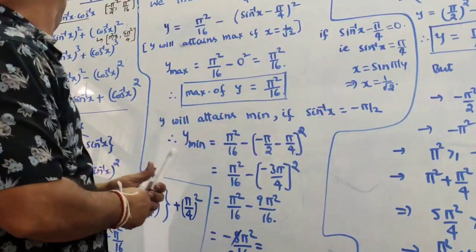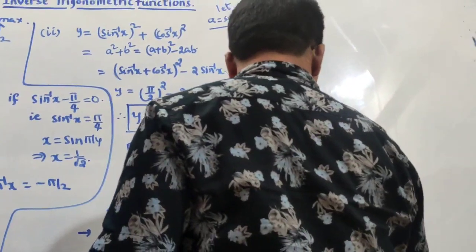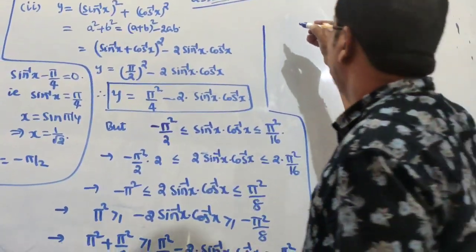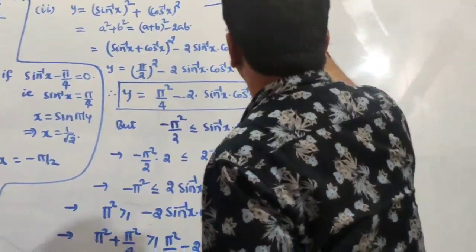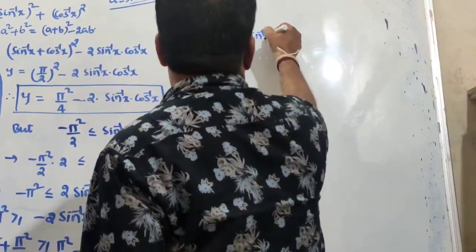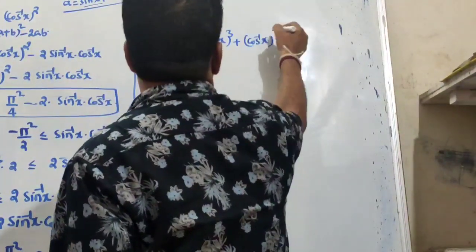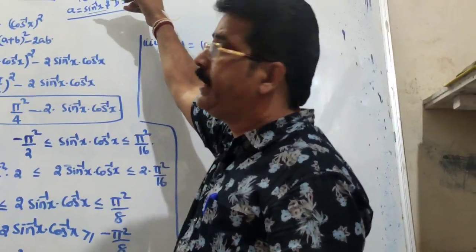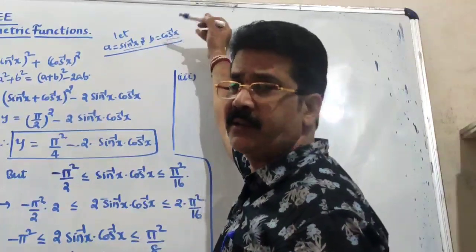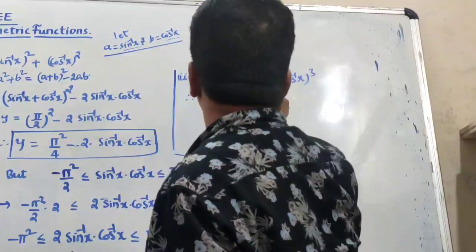Now the third question, you come here, number 3, y equal to sin inverse x whole cubed plus cos inverse x whole cubed. Already I said let a equal to sin inverse x and b equal to cos inverse x. So therefore y equal to a cubed plus b cubed.